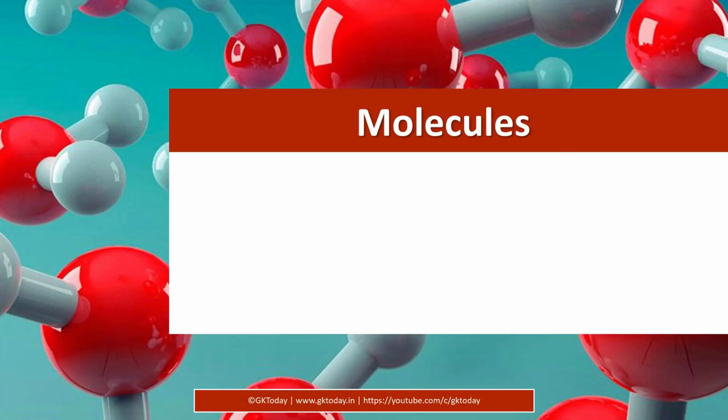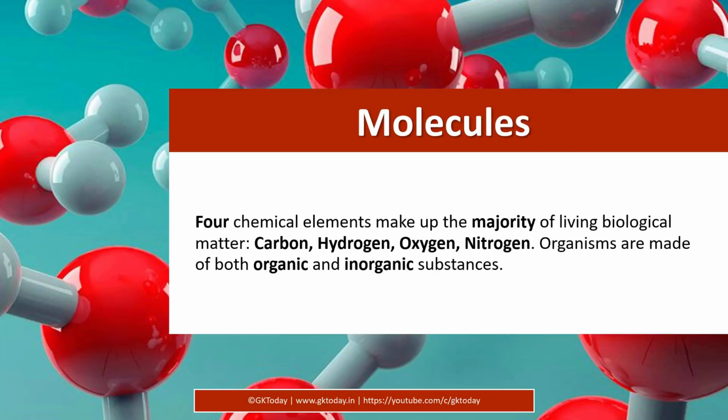Now moving to molecules. So, four chemical elements make up the majority of biological matter. These are carbon, hydrogen, oxygen, and nitrogen. Organisms are made of both organic and inorganic substances.